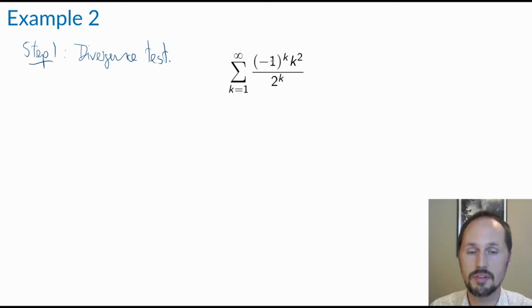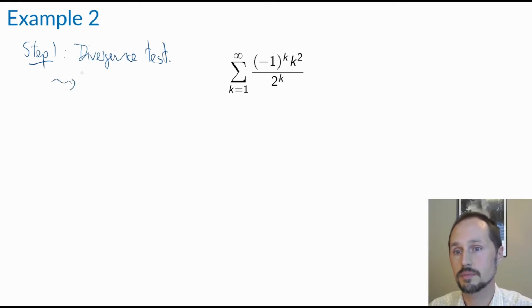The limit of this as k goes to infinity, right, we have k squared over 2 to the k. Either we remember that k squared grows more slowly than this exponential 2 to the k, or else we use L'Hopital's rule to figure this out. In either way, we get a limit of 0. So it's inconclusive.